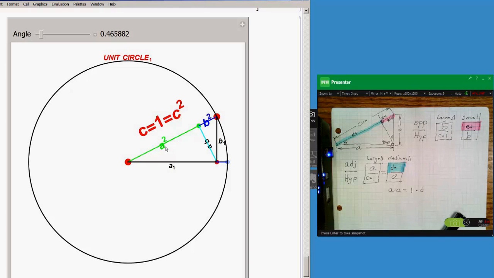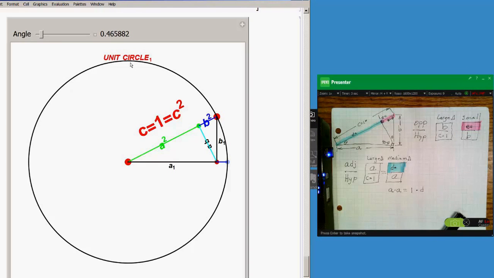And then up here you see a, and that's a to the first power. Now here you see a, and it's the exact same value of a, but only raised to the second power. Okay, so this green line segment is shorter than this black line segment. So how could that be?